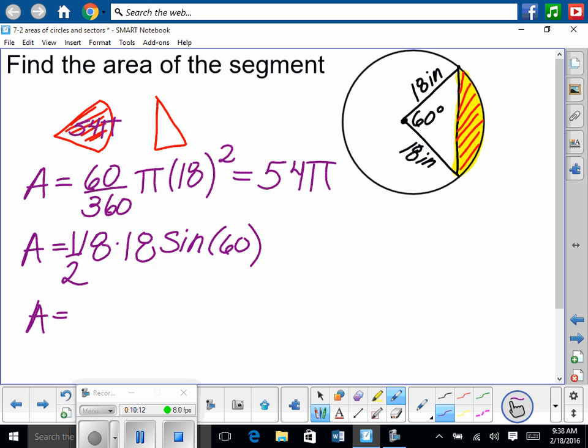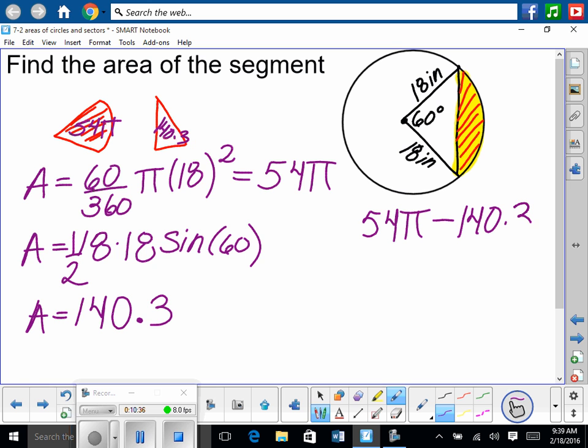So our area is 140.3, rounding to one decimal place, of that triangle, right, everybody? If you take the full amount and subtract off the triangle, that will give us the leftover. Let's do that then: 54 pi minus 140.3. We're just going to write these in decimals. So that gives 29.3. So that little piece had an area of 29.3.